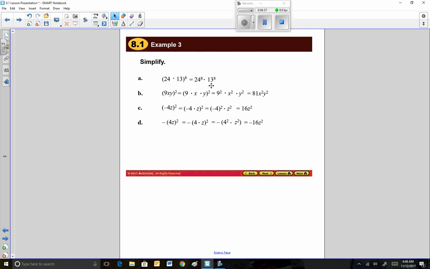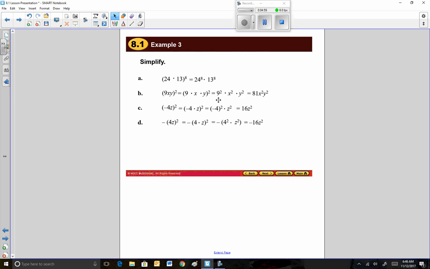They're two different bases. Now we have 9xy to the 2nd power. So we have to take each one of the terms inside to the 2nd power. So that's why they split these up, trying to emphasize how you have to the 2nd power for each one. So 9 to the 2nd power written there, x to the 2nd power written there, y to the 2nd power written there.